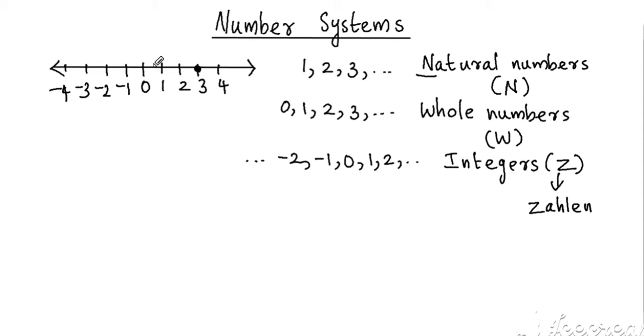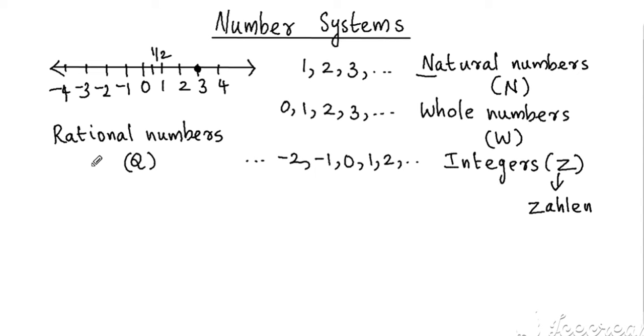Still some numbers are left on the number line. Consider the number half. It is not a natural number, whole number or integer. So we have to define another collection. That new collection of numbers is called rational numbers and it is denoted by the symbol Q. Rational means ratio and the symbol Q comes from the word quotient as the rational number can be expressed in the fraction form. Now we are going to define a rational number.